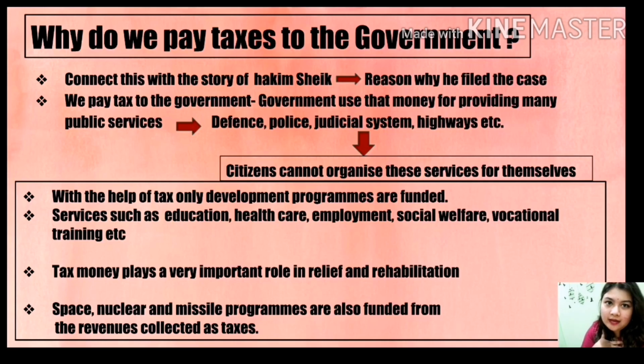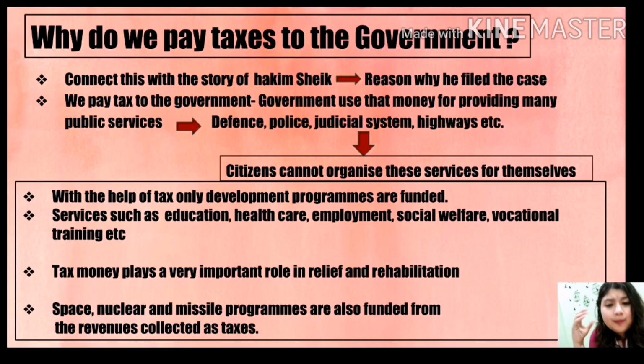For example, we all know the current scenario of our nation due to COVID-19. But what is the role of the government here? The government is trying its best to overcome this particular situation. The government is releasing funds for the poorer section of people living in our society. They are also giving free healthcare service to the people who are suffering from COVID-19. So from where has the government got the money? Obviously from the tax we pay.